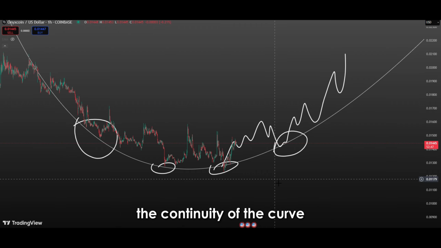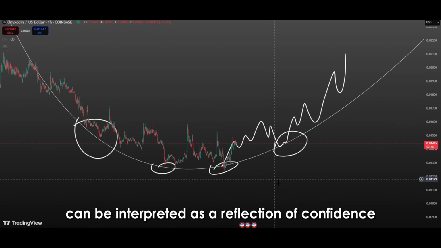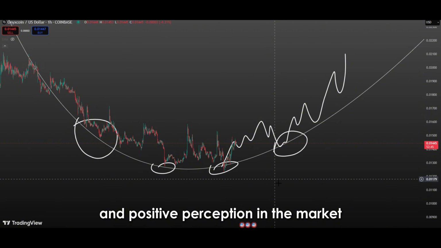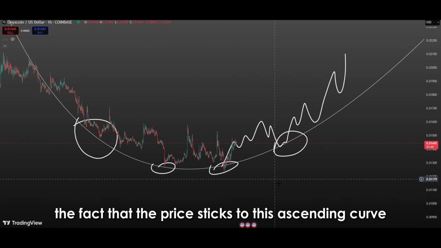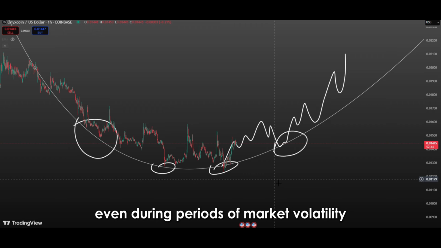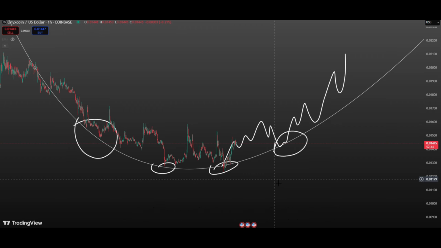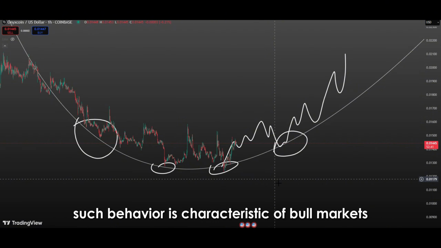The continuity of the curve can be interpreted as a reflection of confidence and positive perception in the market. The fact that the price sticks to this ascending curve even during periods of market volatility shows that buyers have faith in the market and are strongly engaged. Such behavior is characteristic of bull markets.